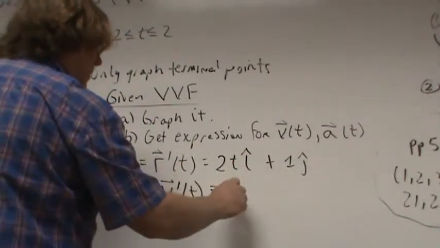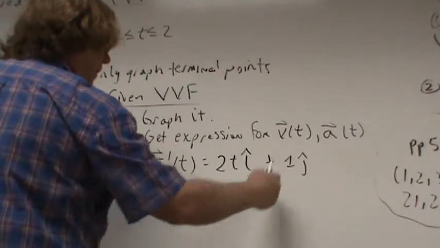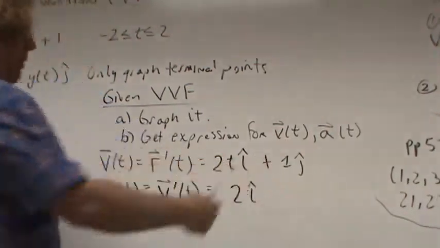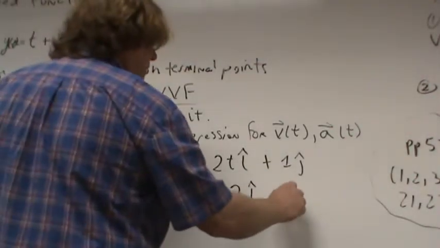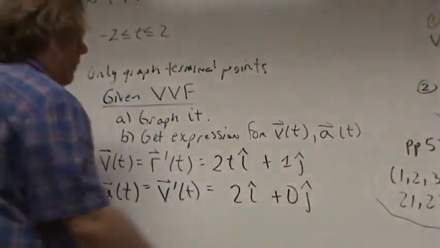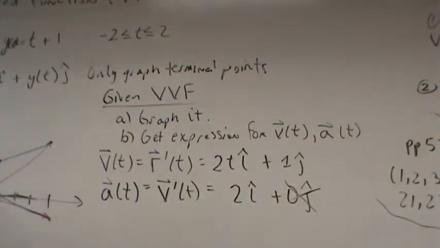The derivative of 2t is just 2. And the derivative of 1 is 0, so there is no j component. If you want, you can put 0j, but you don't have to. Just put 2i.